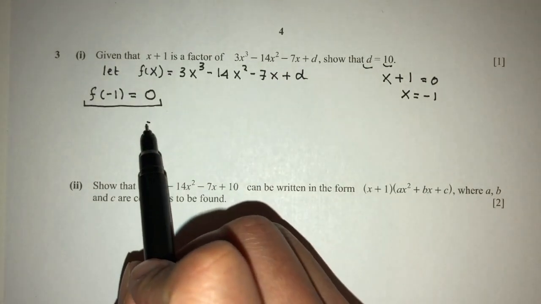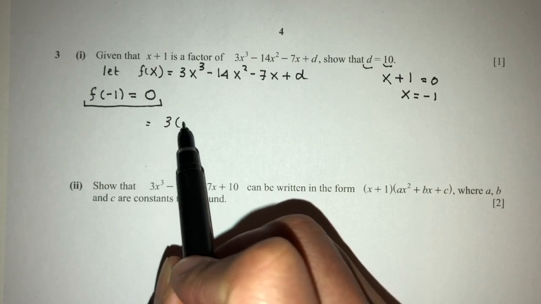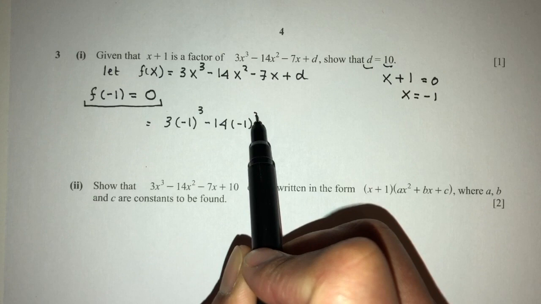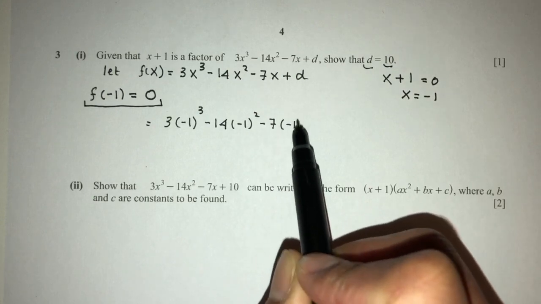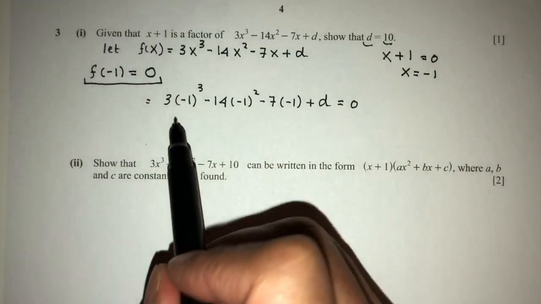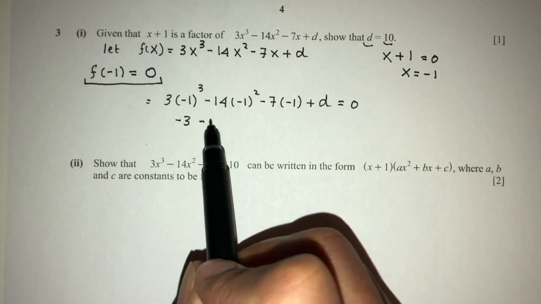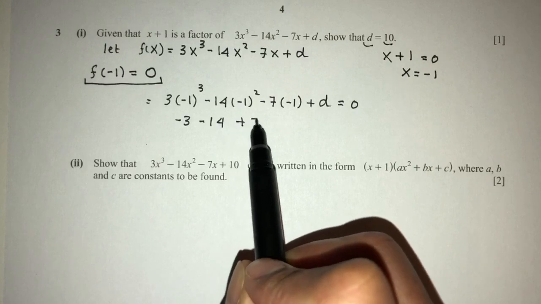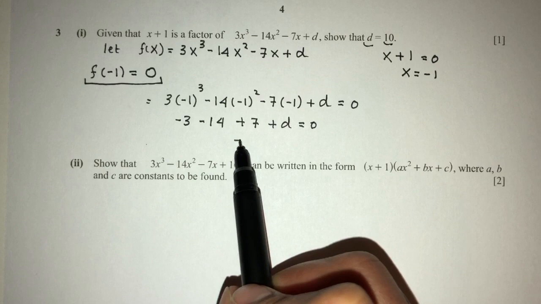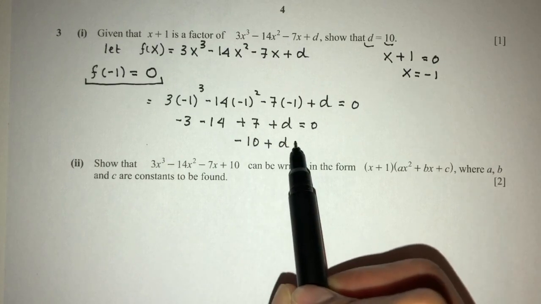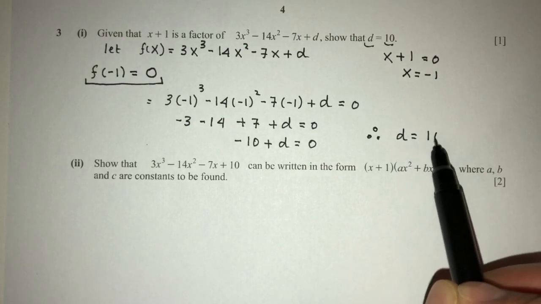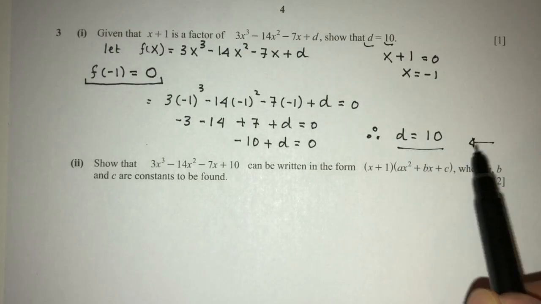So let's do that. That will be 3 times minus 1 cubed, minus 14 times minus 1 squared, minus 7 times minus 1, plus d has to be 0. Simplify, this will be minus 3 minus 14 plus 7 plus d has to be 0. That will be minus 10 plus d has to be 0. So finally, d has to be 10 as your answer, shown as required.